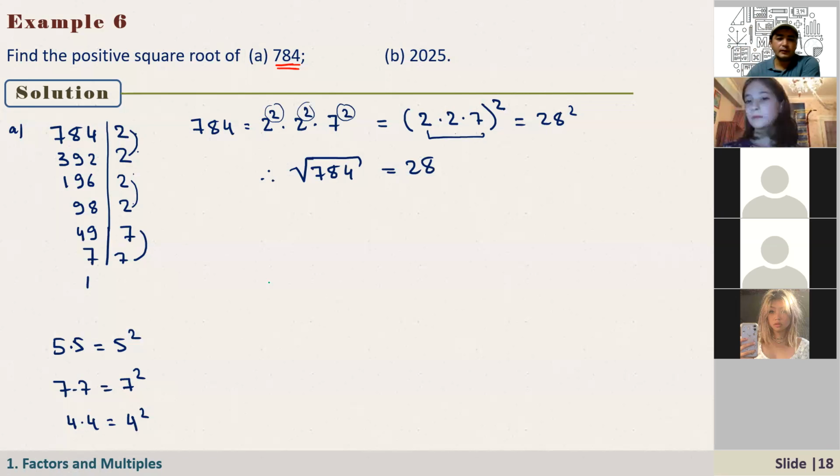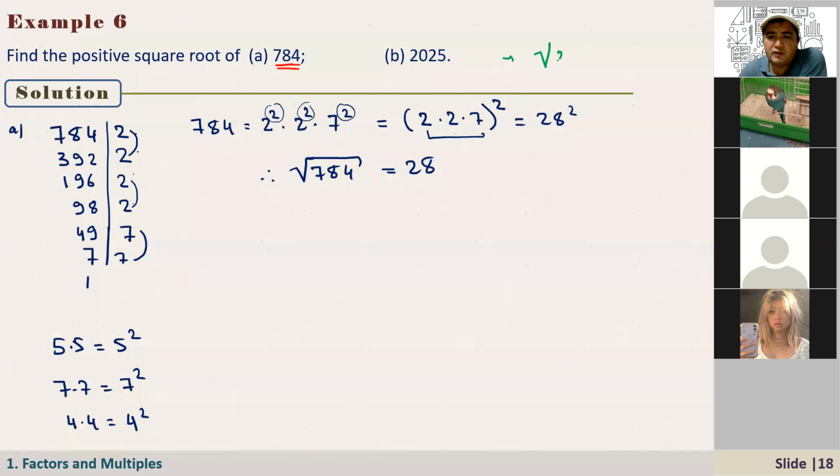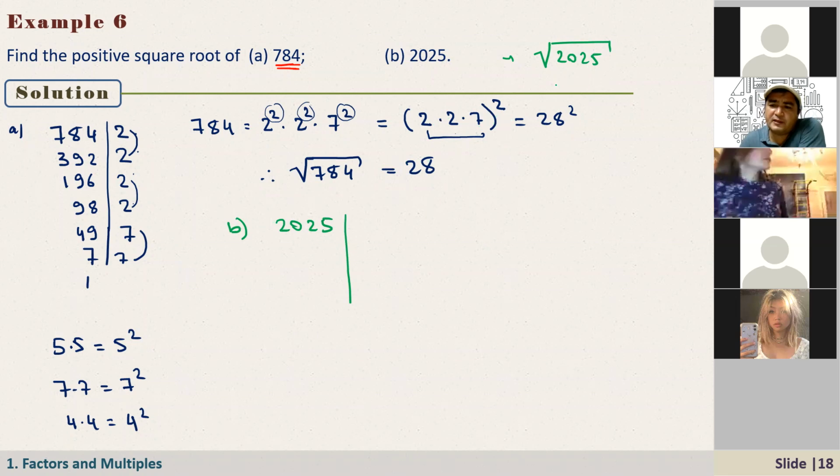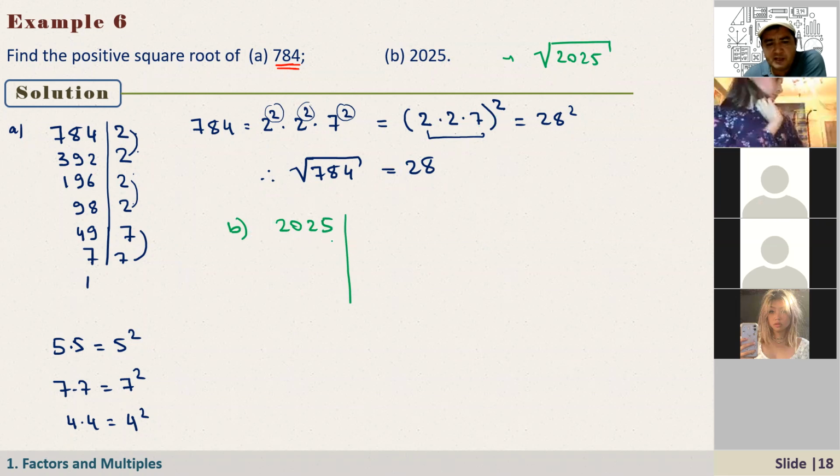Okay, good. How about question B, 2025. For example, the question is, find the positive square root of this number. That means we have to find the square root of 2025, right? Yes, may I answer? The answer is 45. Very good. Here the answer is 45, but how do we find the 45? Using prime factorization. If you find the prime factorization of 2025, it is divisible by 3, yes.